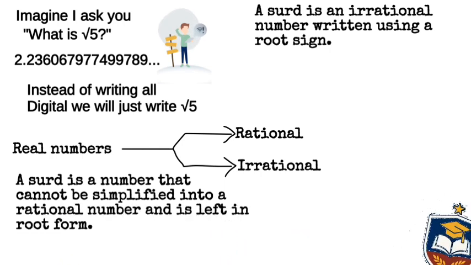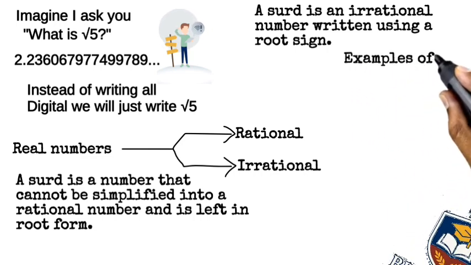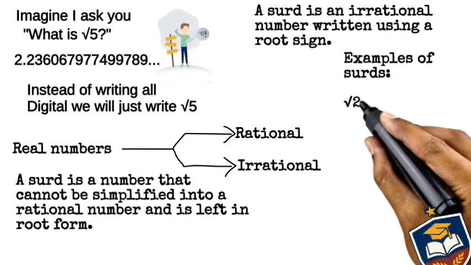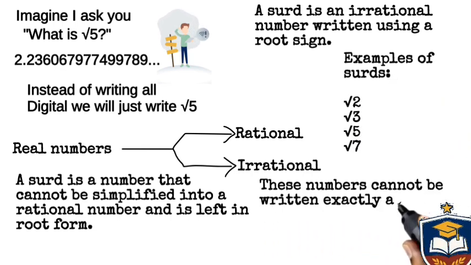Now examples of SURD: root 2, root 3, root 5, root 7. They are all SURD. These numbers cannot be written exactly as a fraction or terminating decimal.